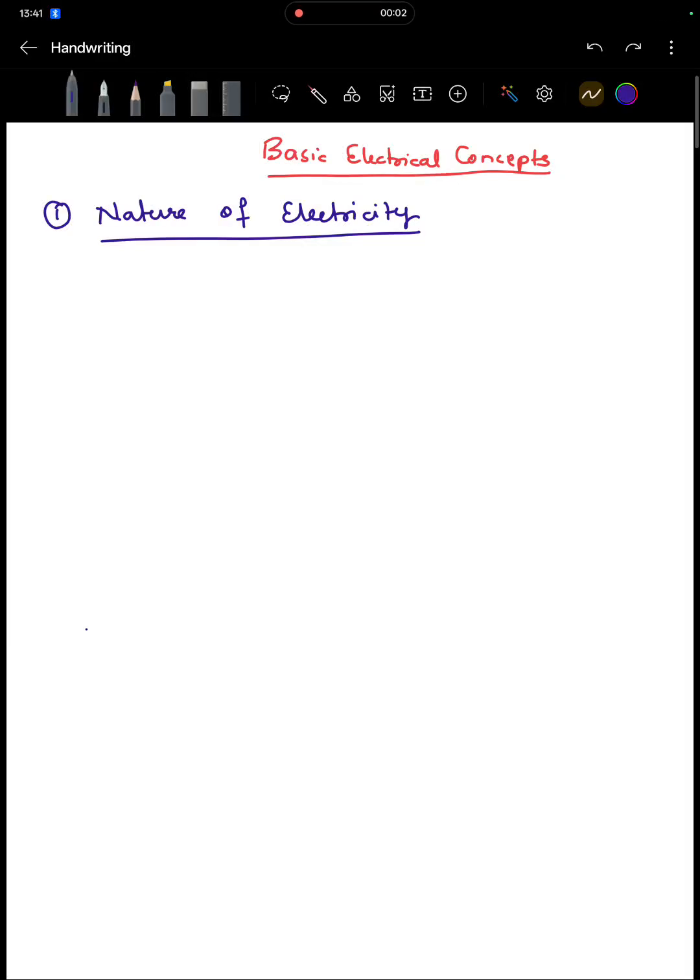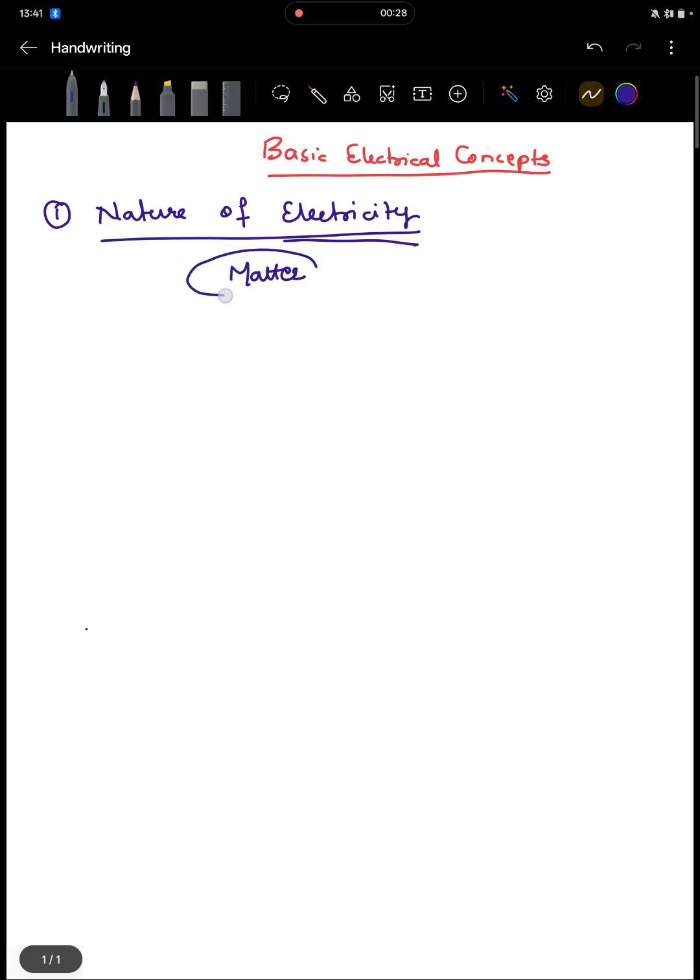So here I am going to explain some basic electrical concepts which are useful for competitive exams and for VTU theory exams also. So here I begin with the nature of electricity. When it comes to electrical and electronics engineering, we have to know the concept of electricity clearly. So we first start with matter.